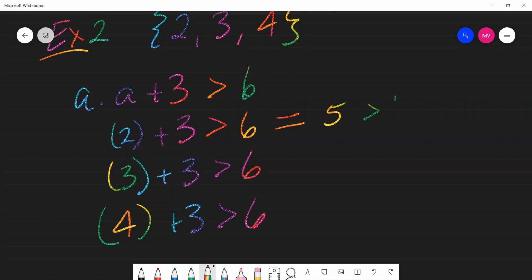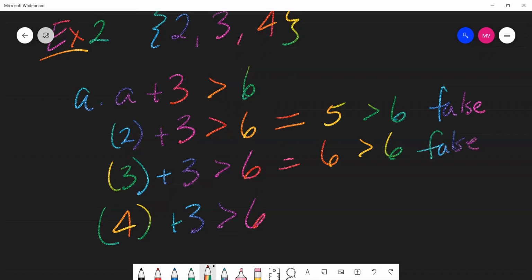Right, 5. Is 5 greater than 6? No, that's why it's false. And then 3 plus 3, 6, greater than 6. Is 6 greater than 6? Right. If it was greater than or equal to, we'd be in business, but it's not. So this is also false. And then 4 plus 3, and 7 greater than 6. Yes, we're good.